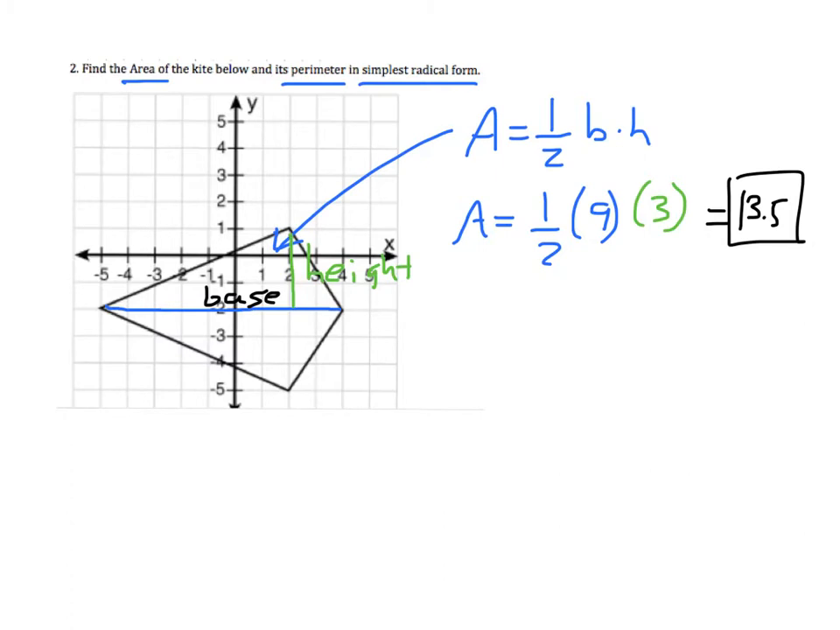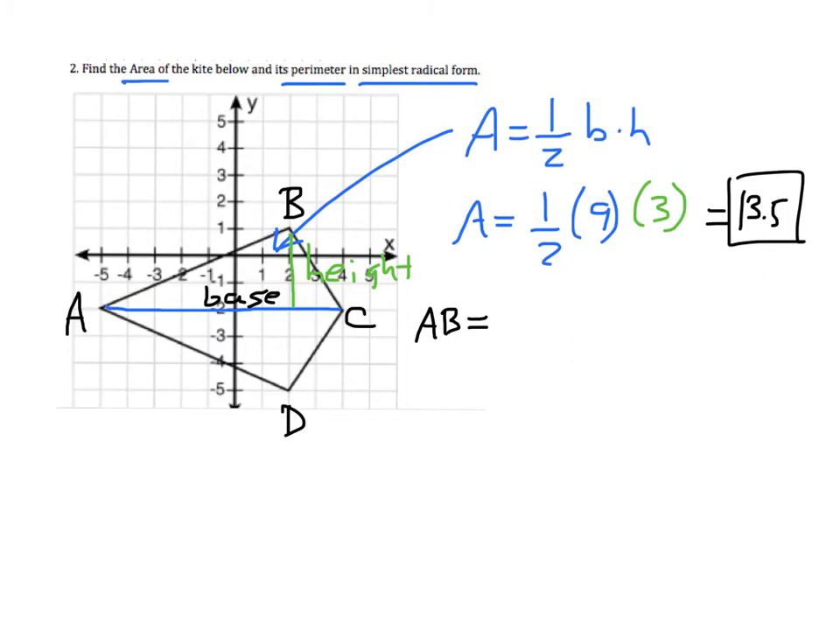All right, switching gears and getting into the perimeter. To find the perimeter of this kite, I'd have to go all the way around and find out the length of all four sides. Let me label some of these sides so they're easier to talk about. We'll call that side AB, this other side BC, and CD and AD. So I have to find four lengths and add them together.